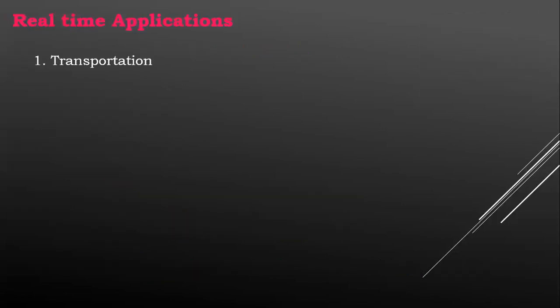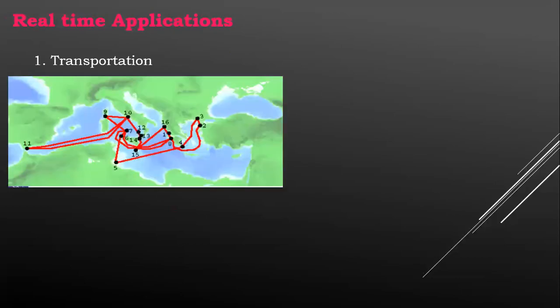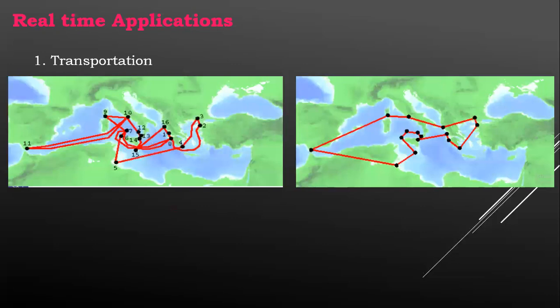And the real-time applications, so this traveling salesperson algorithm will be used in transportation. So mainly if you want to find out a path, if I want to go on any tour, so I have to start from my home and I have to visit many places and I have to return back to the same place where I have started, right? So in that case we can use the traveling salesperson problem, which reduces the time and also the cost.